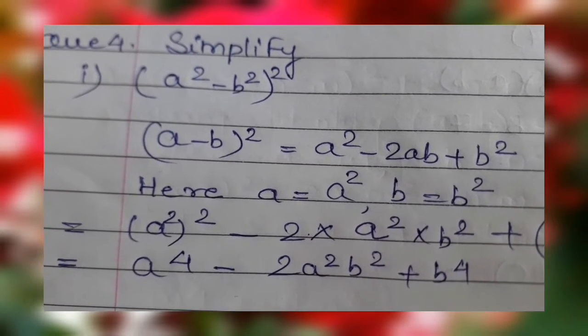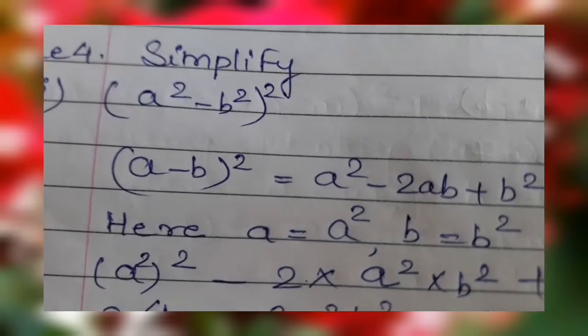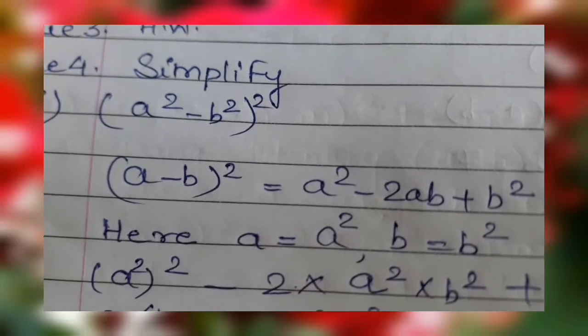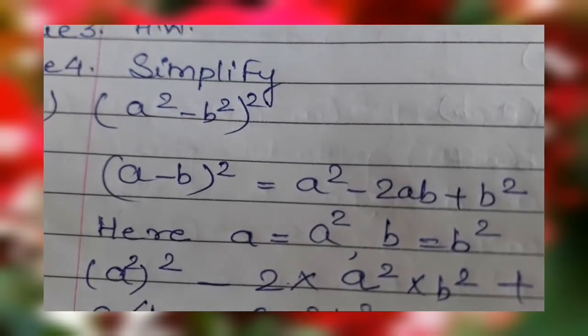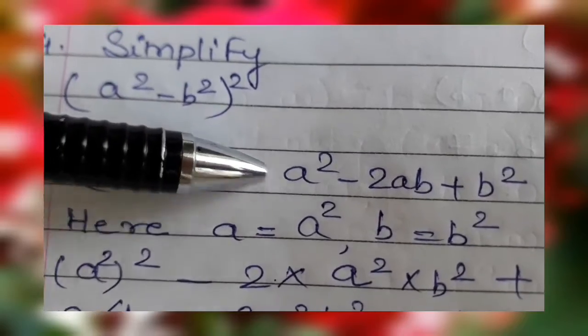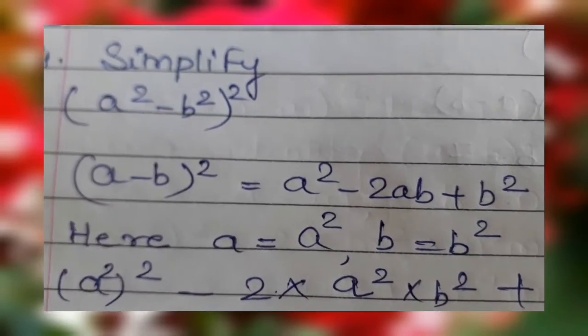Simplify (a² − b²)². Okay, so we'll use the identity, children, (a − b)². Okay, (a − b)² is a² − 2ab + b².